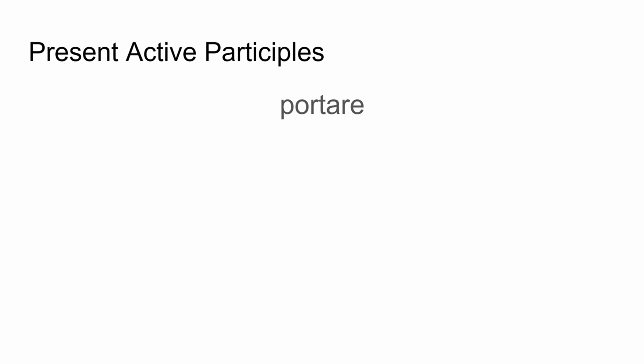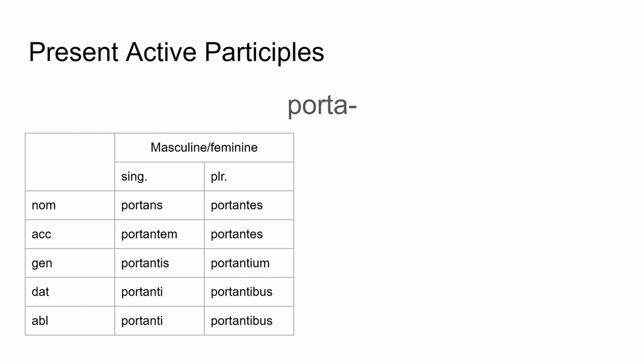So like I said, I'm going to start with my present active infinitive. That's my portare, to carry. Then I'm going to take off the RE, the bit that makes an infinitive, and I'm left with my present active stem. To this, I'm then going to add these endings. So for my masculine and feminine, I've got NS as my nominative singular, and then all the others have that NT indicator, and then my third declension adjective endings. So they're nice and easy. They're the ones I'd expect for ingens.